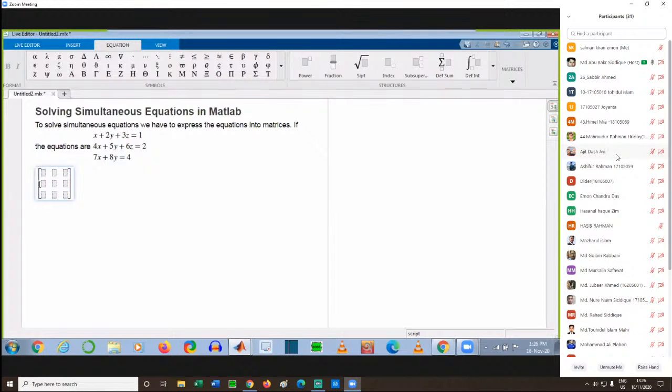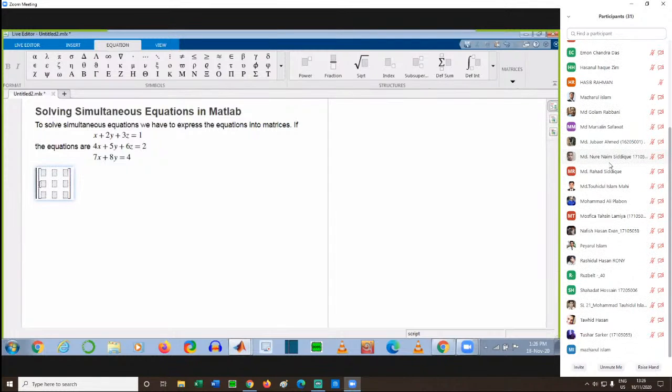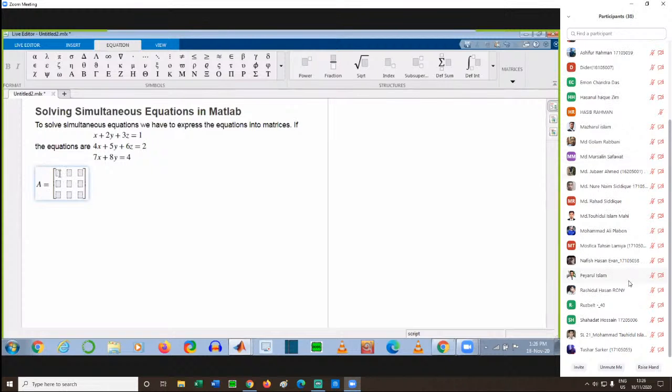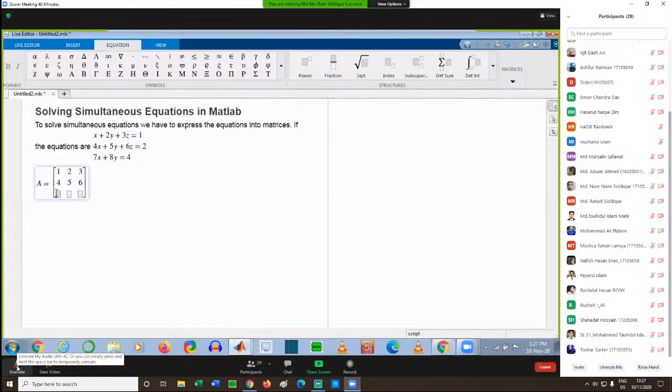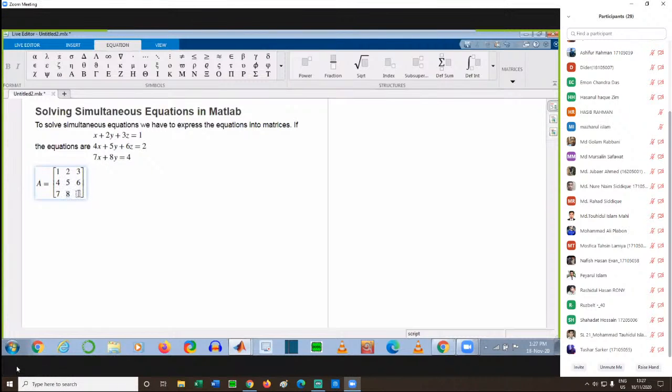So that is our A matrix. We give a name, capital A, that will be better, I think. Okay, so we want to define a 3 by 3 matrix, and tell me what will be the values. 1, 2, 3, then 4, 5, 6, then 7, 8, 0. Okay, so this is the A matrix.